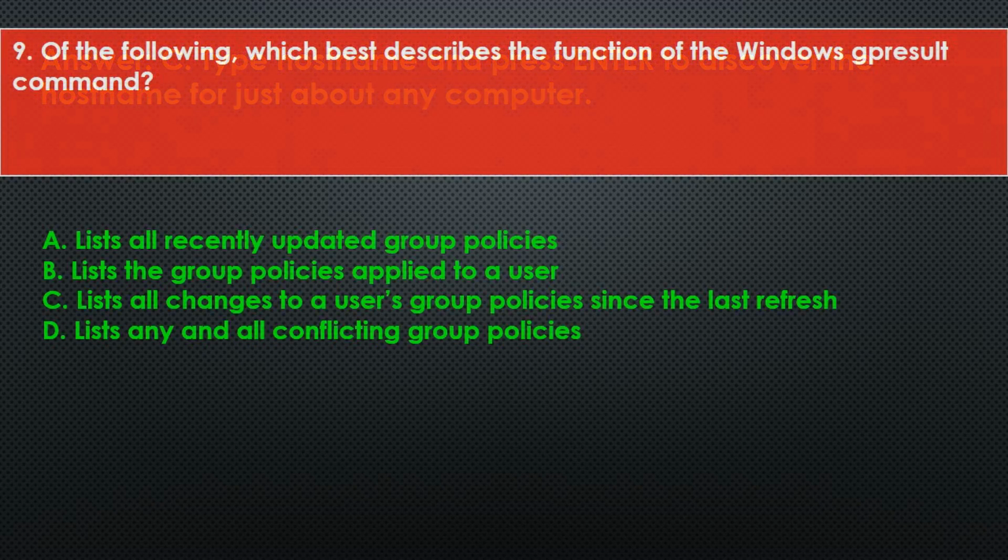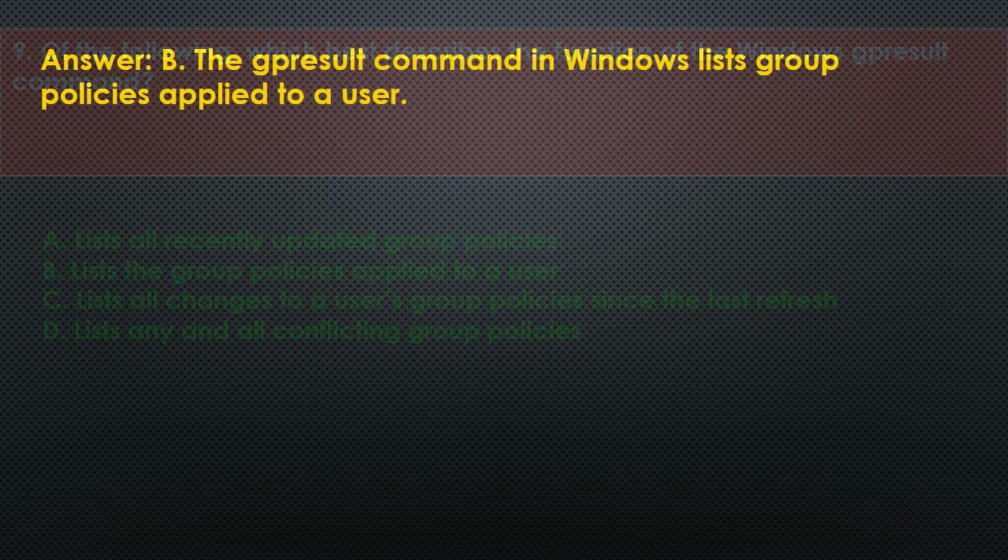9. Of the following, which best describes the function of the Windows gpresult command? A. Lists all recently updated group policies. B. Lists the group policies applied to a user. C. Lists all changes to a user's group policies since the last refresh. D. Lists any and all conflicting group policies. Answer: B. The gpresult command in Windows lists group policies applied to a user.